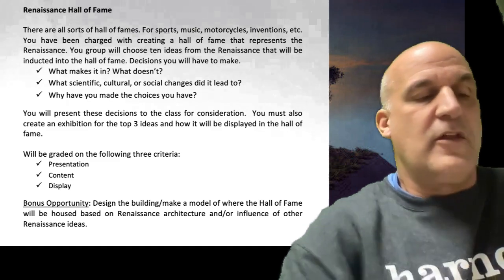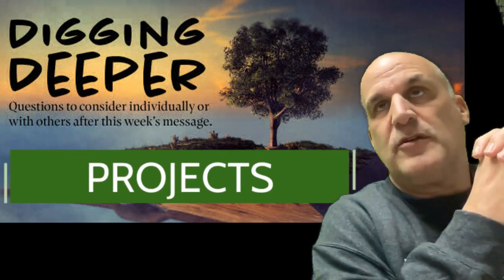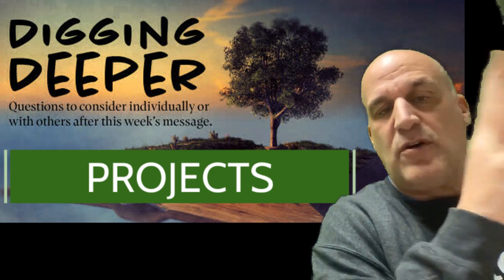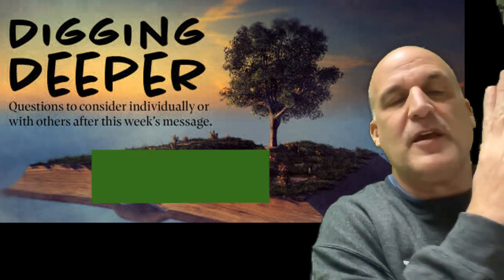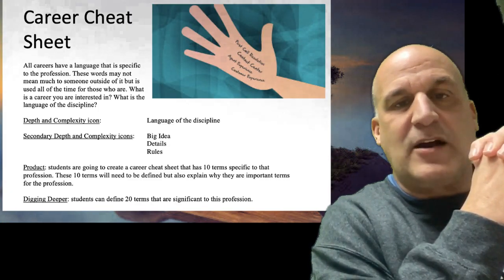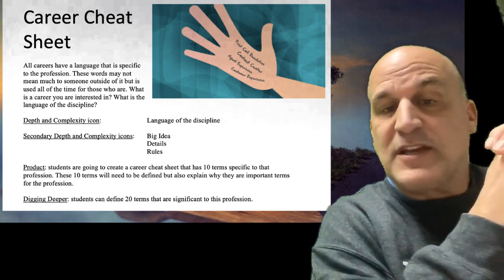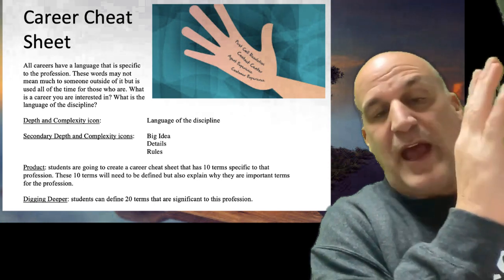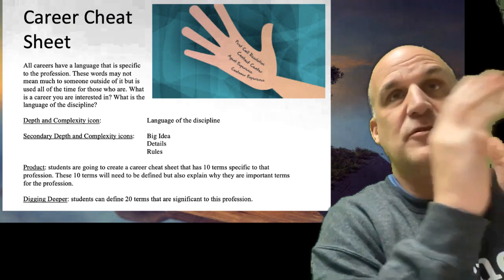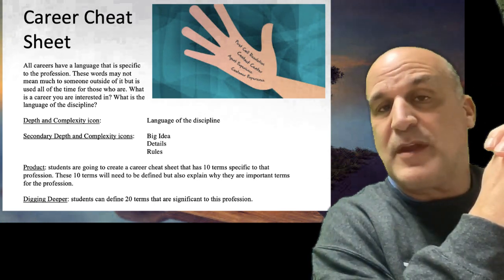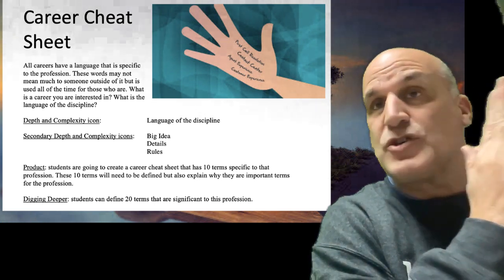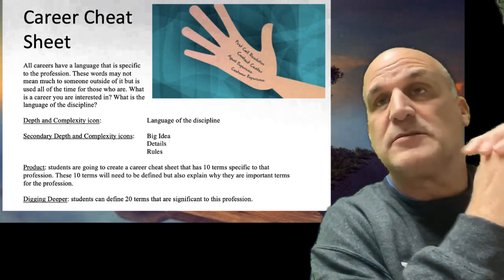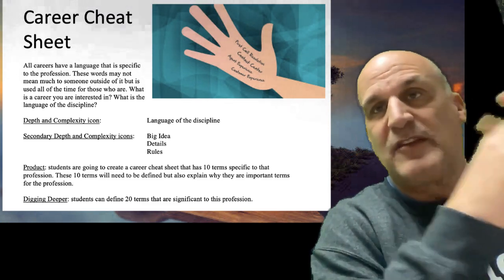This could also be in the projects that you do. So here's a couple of projects. This one uses the depth and complexity icon. So we're looking at a language of the discipline. And for this project, students would have to pick a career that they're interested in and define 10 terms that would be really important to that profession. So they're learning language of the discipline.